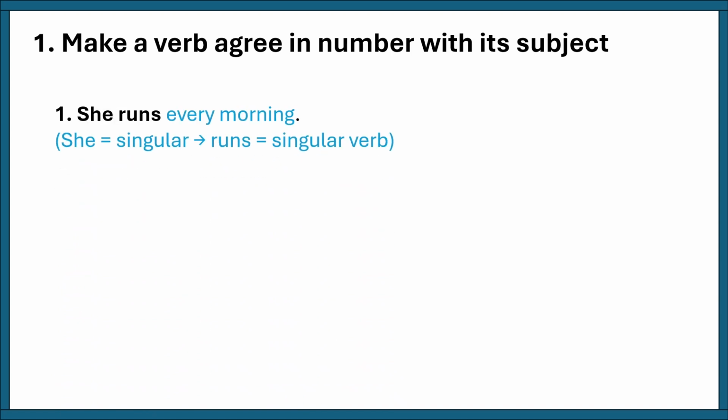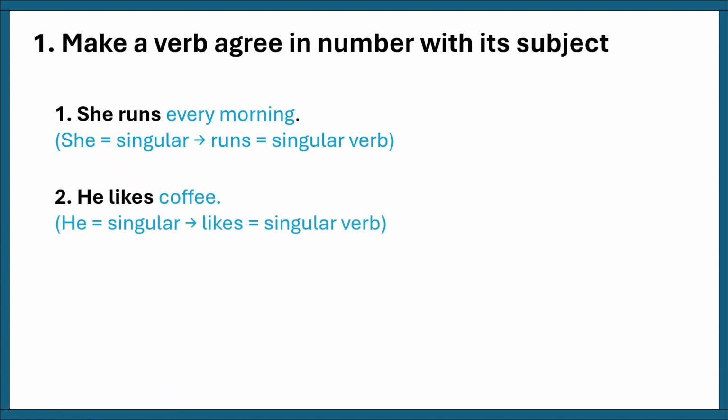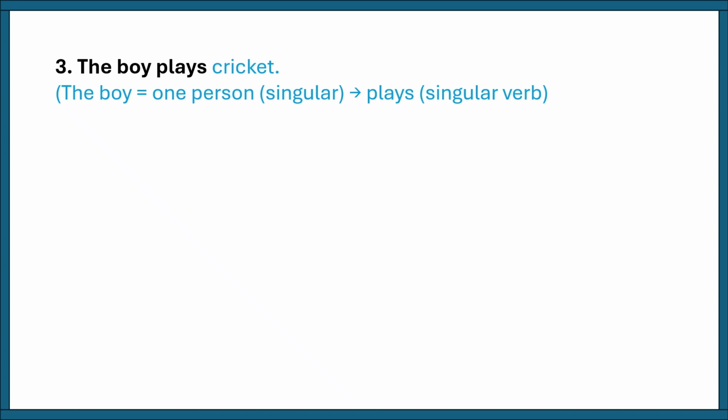She runs every morning. So here the singular subject is she. That's why it takes the singular verb runs. In the second example, he likes coffee. The singular subject is he. That's why it takes the singular verb likes. In the third example, we are talking about only one person. So the singular subject is the boy. That's why it takes the singular verb plays.